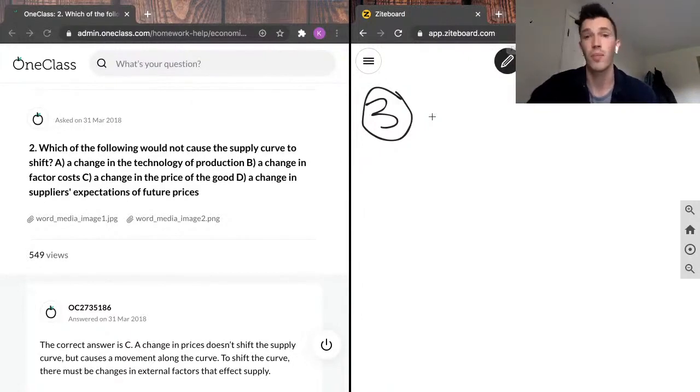Let's say technology improves. That means they'll be able to supply more with the same amount of input, and so the supply curve will shift to the right. Conversely, if technology were to worsen, which doesn't usually happen, it would shift to the left.